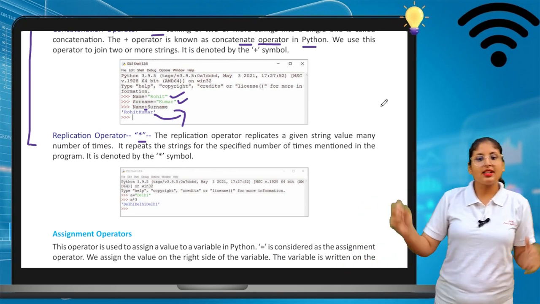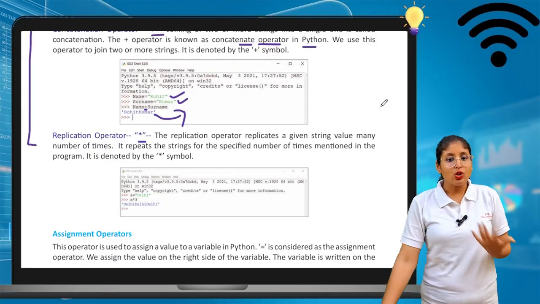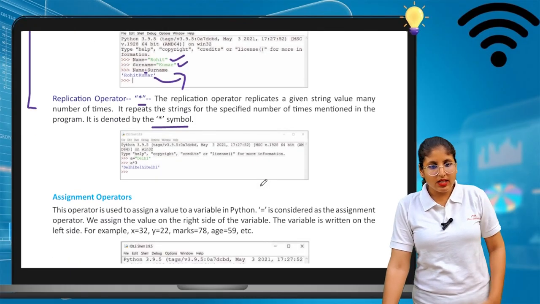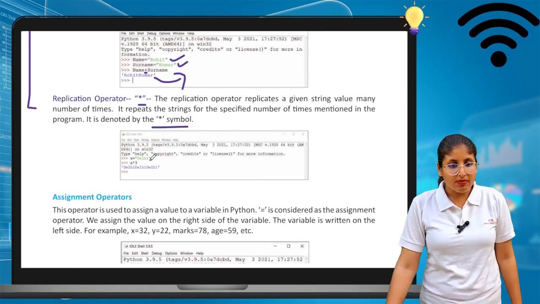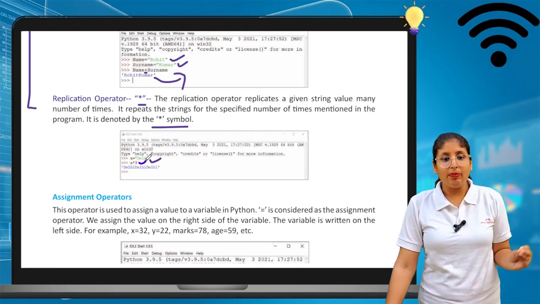So it repeats a string for the specified number of times mentioned in the program. The symbol of this is this one. Can you see it here? Delhi, and I am adding it 3 times. I am using this replicate operator symbol.